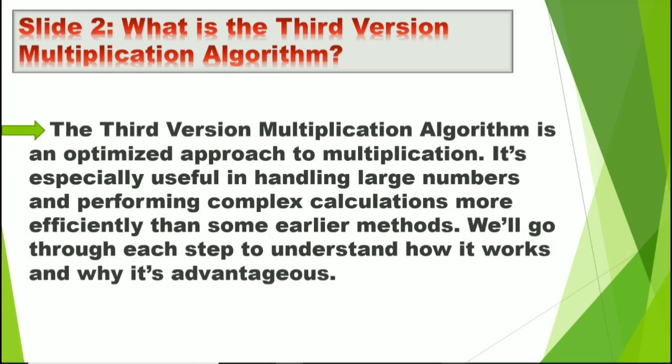Okay, what is the third version multiplication algorithm? The third version multiplication algorithm is an optimized approach to multiplication. It's especially useful in handling large numbers and performing complex calculations more efficiently than some other methods. We will go through each step to understand how it works and weigh its advantages.